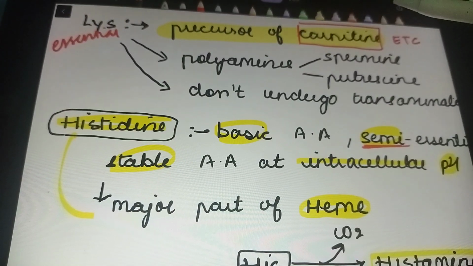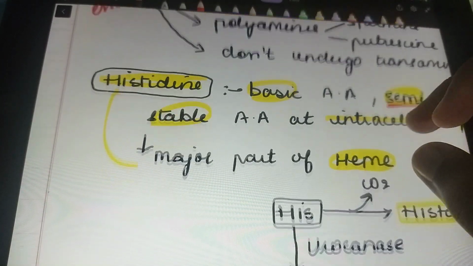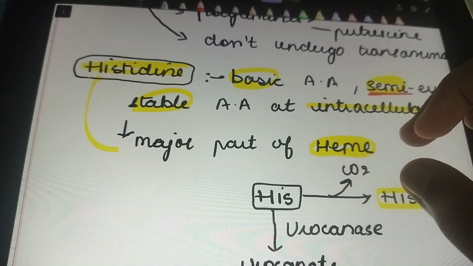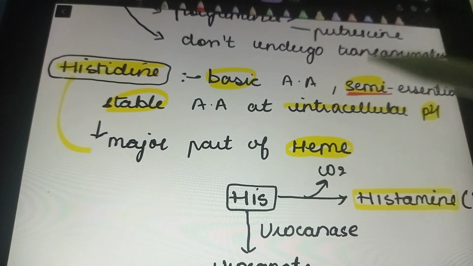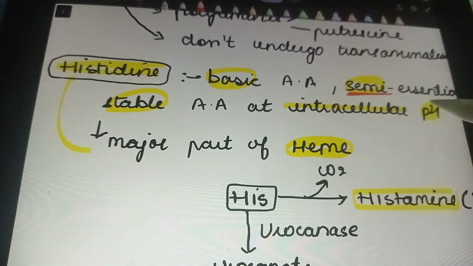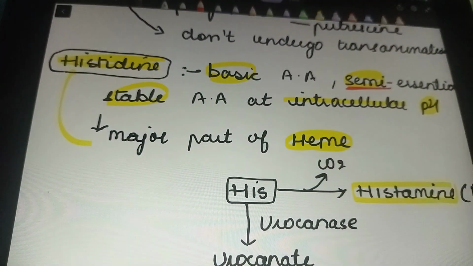It's not basically ETC. It is just beta oxidation. That's what we are using. So the last basic amino acid is histidine. Histidine is a basic amino acid which is semi-essential. Already told, it's a stable amino acid at an intracellular pH, and histidine is also a major part of heme.